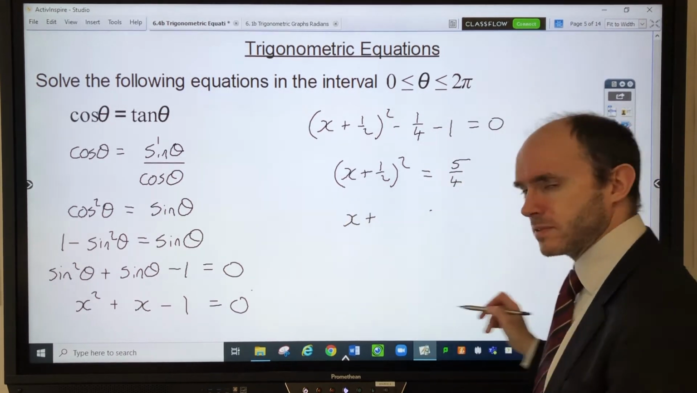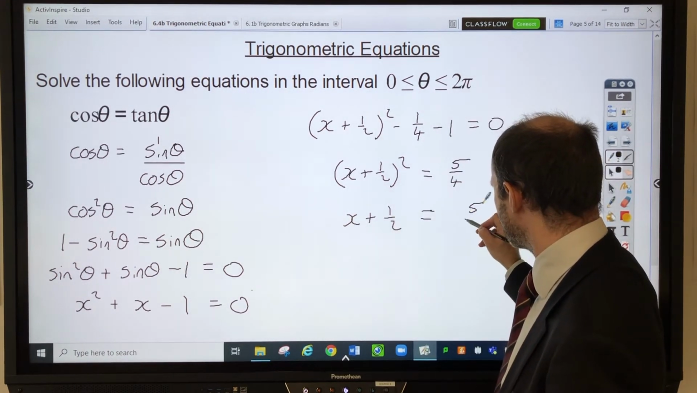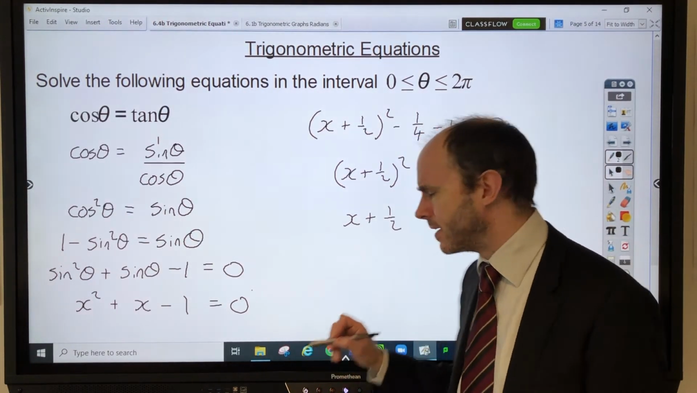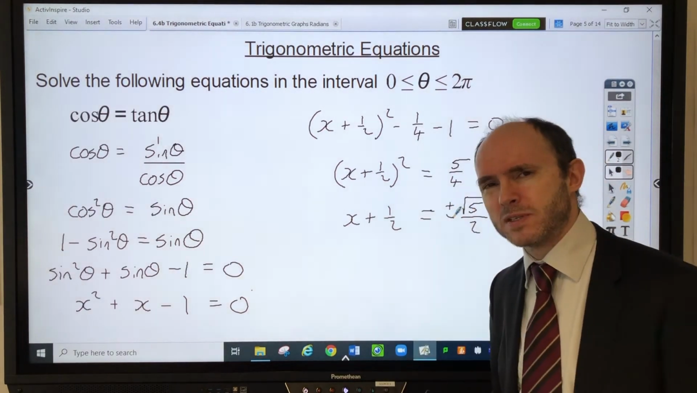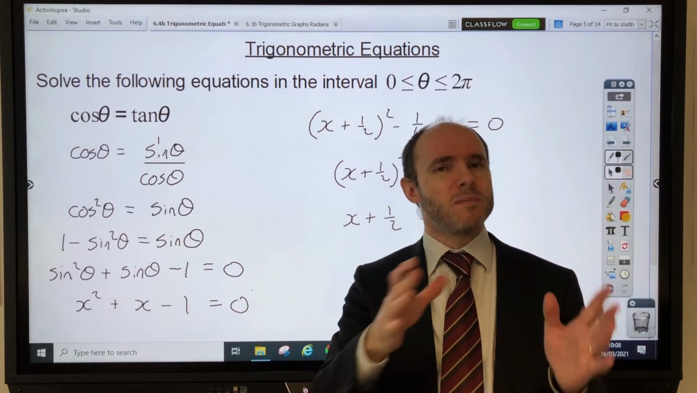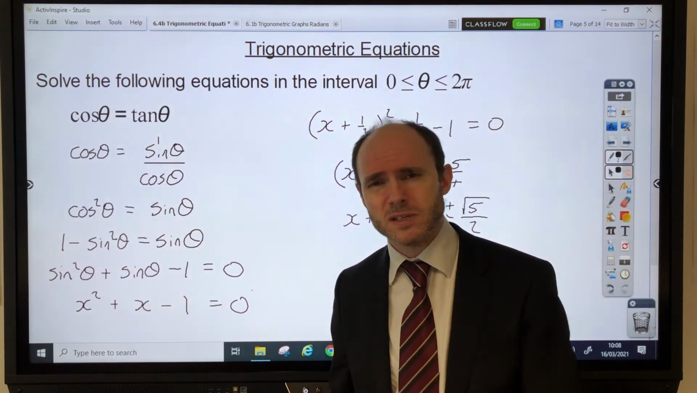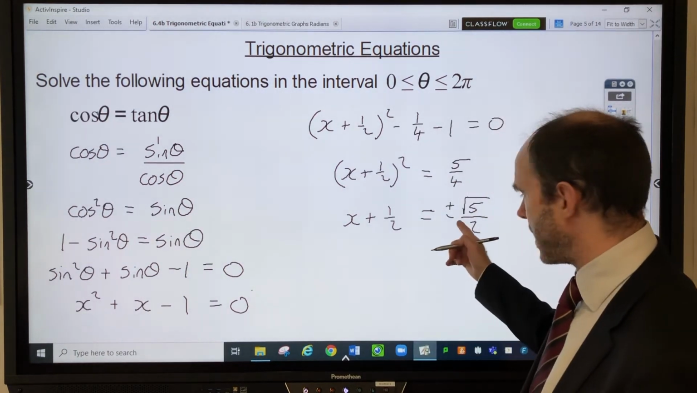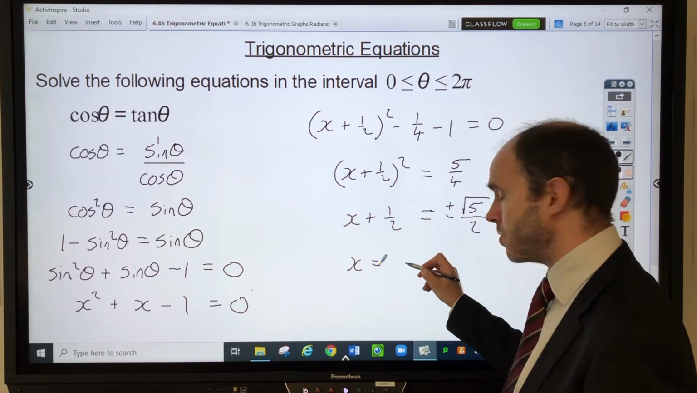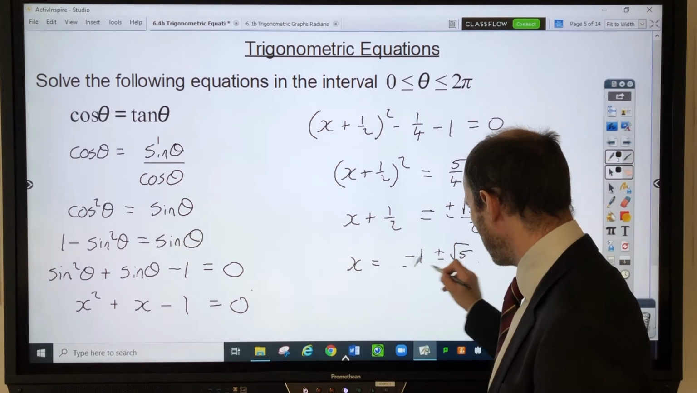So x plus a half is equal to the square root of 5 over the square root of 4. Do not forget the positive or negative. That's something else that is sometimes left out by mistake. When you square root both sides, you've got positive or negative. Of course, using the quadratic formula, you've got the plus minus bit in the formula itself, and that's sometimes why some people prefer it, so you are guaranteed to get both those possibilities. Here we've got to have the plus or minus, and then x is equal to negative a half plus or minus root 5 over 2. So that's negative 1 plus or minus root 5, all over 2.